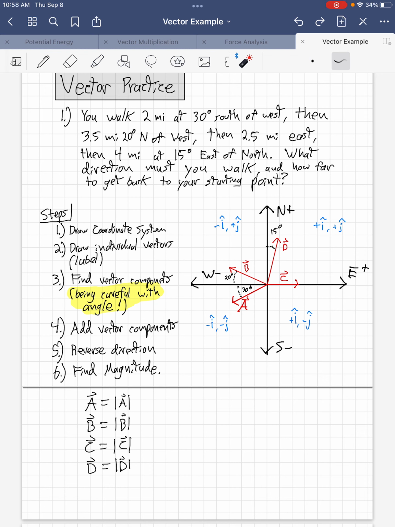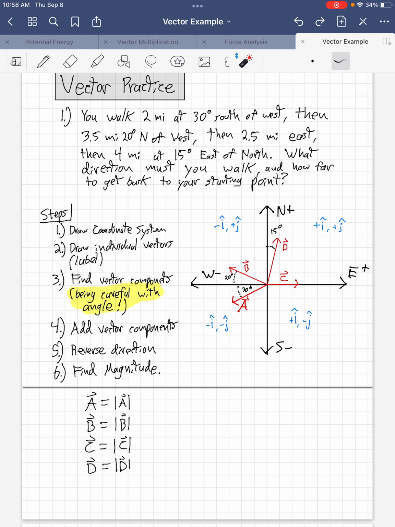If you're just given a word problem, the first thing to do is draw it out. So you want to draw out your coordinate system, and we're going to keep the convention that east is positive in the horizontal direction, north is positive in the upwards direction, and west is negative and south is negative in the y direction. Then we're going to draw our individual vectors and give each of them names, and that'll help us keep things straight.